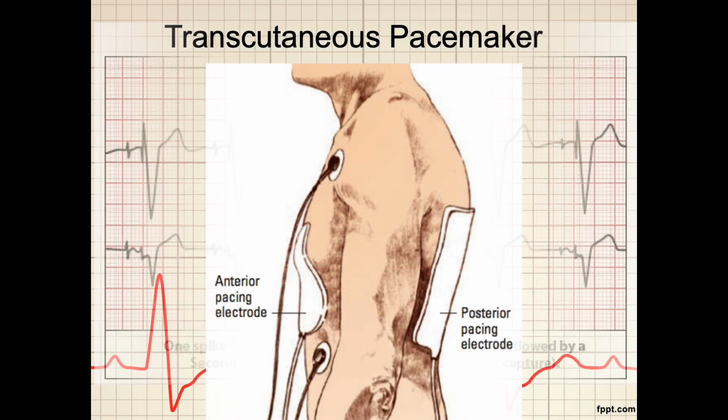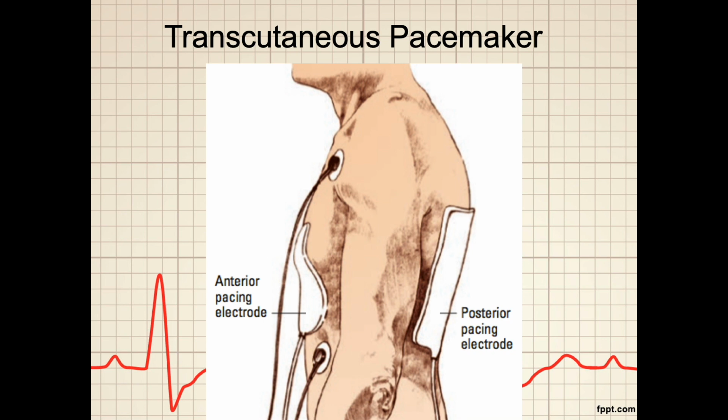This illustration shows the placement of pads so that transcutaneous or non-invasive pacemaking can occur. You see that we have an anterior pacing electrode and a posterior pacing electrode. This device sends an impulse through the skin to the heart. The pads are electrodes, and the closer to the heart they are, the better the performance of the transcutaneous pacemaker. This type of pacemaking is painful and should only be used as a temporary gap until transvenous pacemaking can be established.